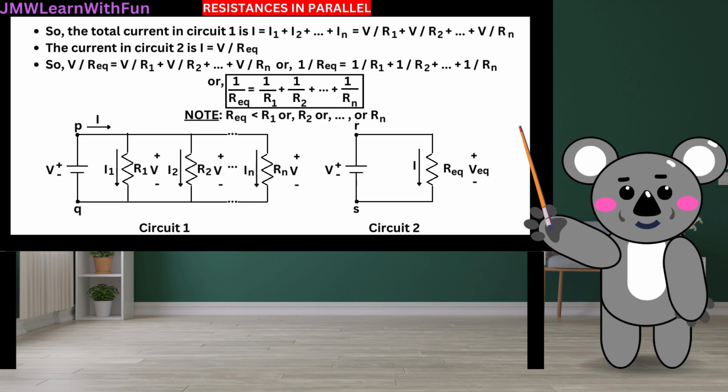So, the total current in circuit 1 is I, equal to I1 plus I2 plus so on till In, equal to V by R1 plus V by R2 plus so on till V by Rn. The current in circuit 2 is I, equal to V by Req, so V by Req equal to V by R1 plus V by R2 plus so on till V by Rn, or 1 by Req equal to 1 by R1 plus 1 by R2 plus so on till 1 by Rn. Note, Req is less than R1 or R2 or so on till Rn. The figure shows in circuit 1, the potential difference across R1, R2, and so on till Rn is V.